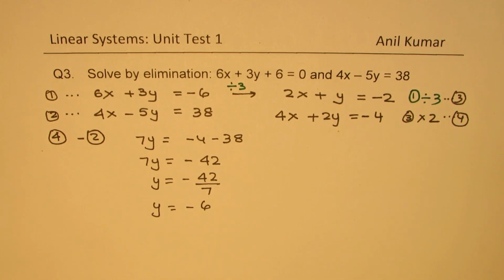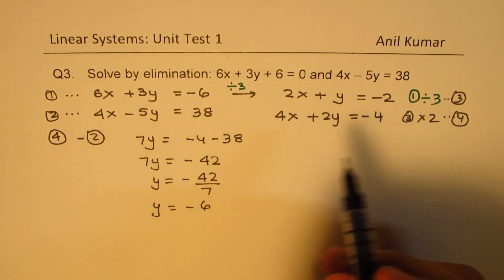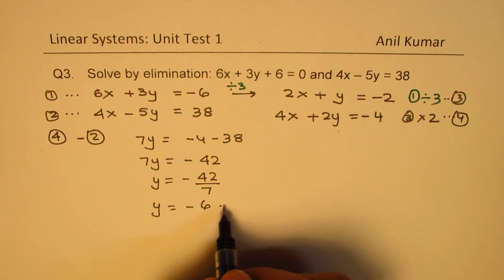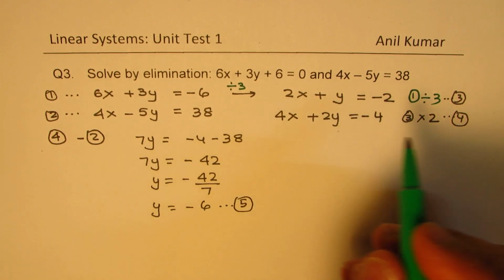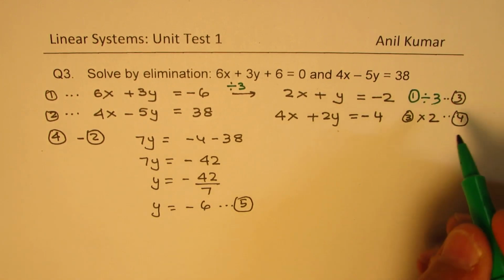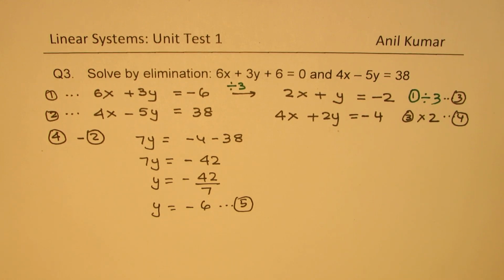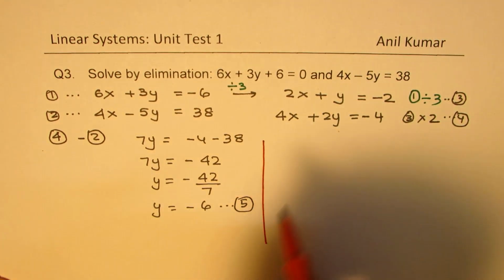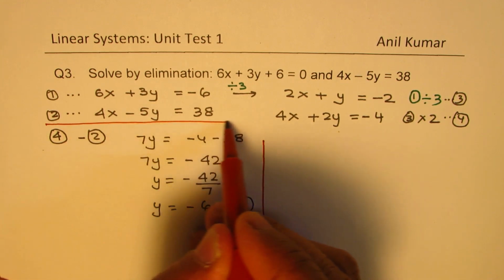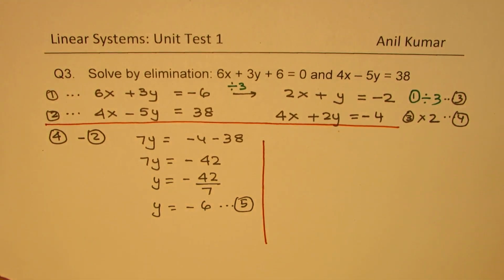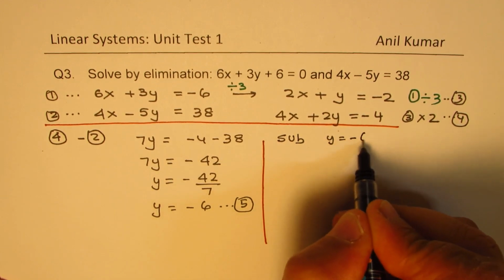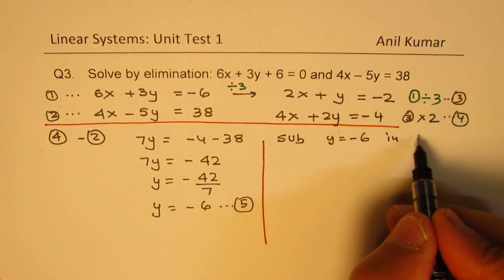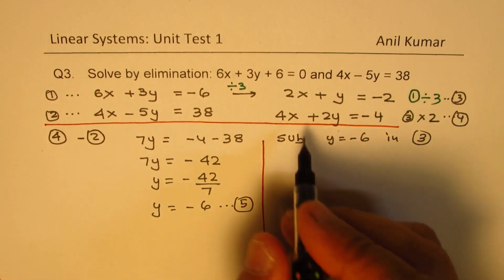Now we can substitute the value of y in any one of our equations. So let's call this our equation 5. Whichever you prefer. So I'll substitute in equation 3, right? Now we'll sub y equals minus 6 in our equation number 3. That is the simplest equation we have.